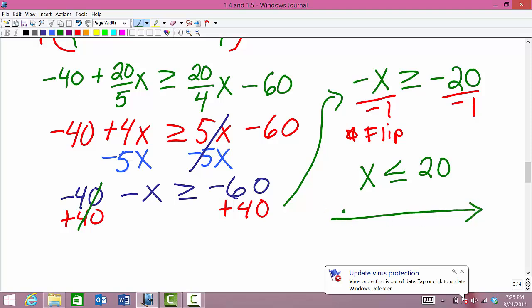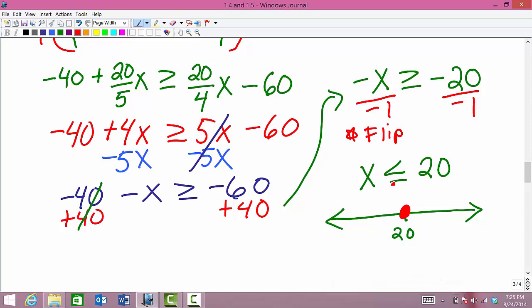Let's draw our graph. Draw our number line with 20 in the middle. Closed circle or open circle? Well, since we have the equal sign, we will use a closed circle on 20. And we want x values that are less than or equal to 20. So where are x values less than 20? Well, we want to shade toward the left where x values are smaller. And of course that's pointing toward negative infinity.